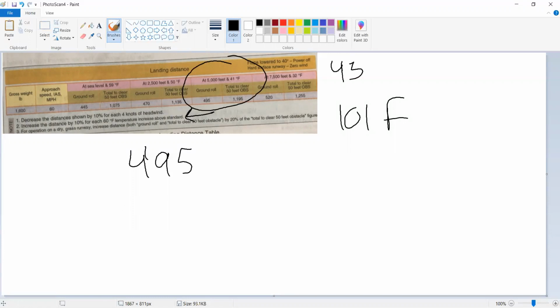All right, standard 15 degrees Celsius is standard. Bear with me for a second. I forgot what standard is.